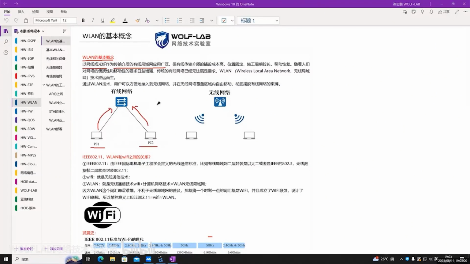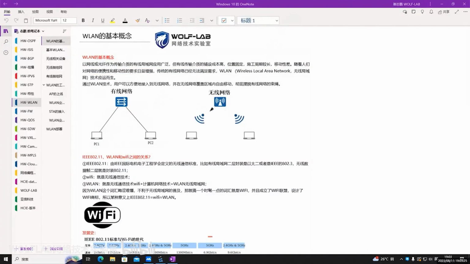the internet. However, the installation cost of wired transmission media is relatively high, fixed in location, and has a long construction period. Its mobility is poor. As demands for network portability and mobility have increased, traditional wired networks can no longer meet our needs. This is where WLAN technology comes into play.